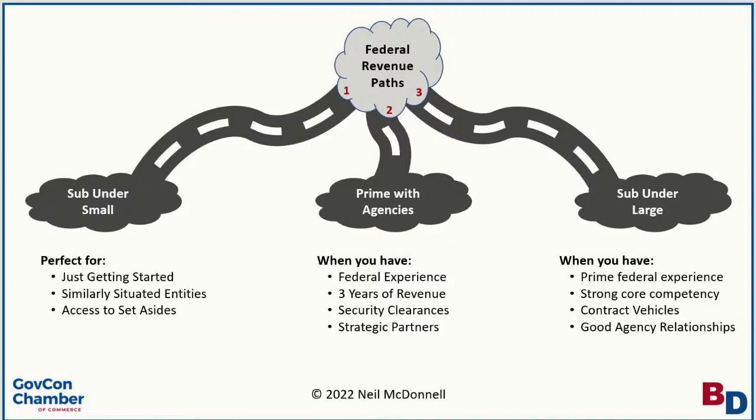And so when you've had a few years to really build that up and build past performances along with that, that attracts a large to you. Contract vehicles is another way that larges are attracted to smalls. In particular, if you have a vehicle they don't have.